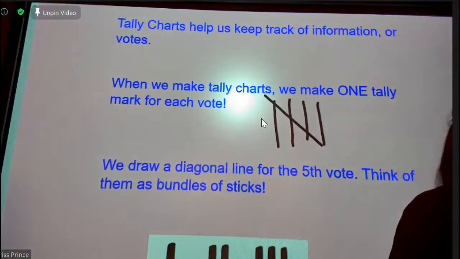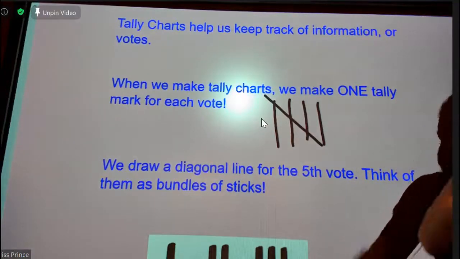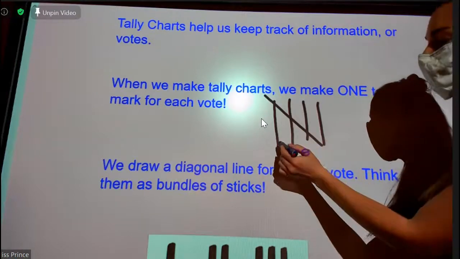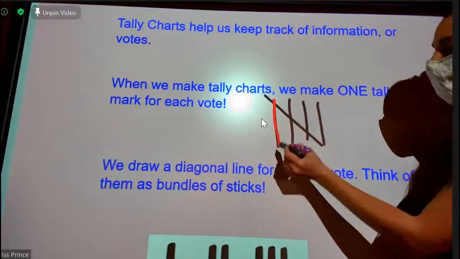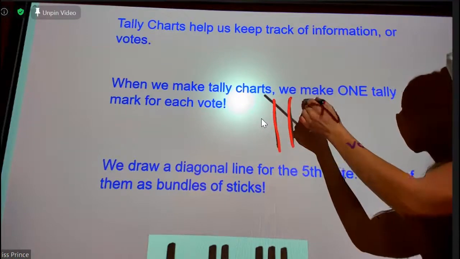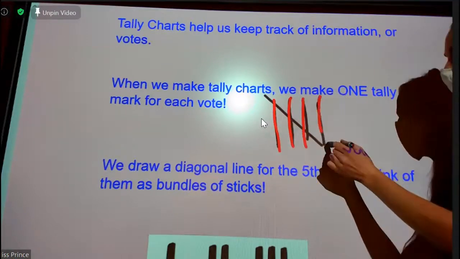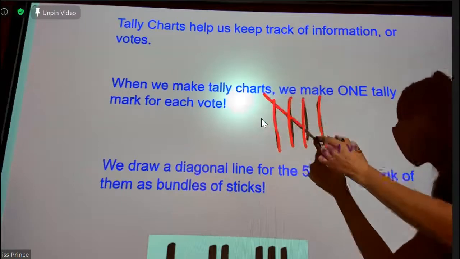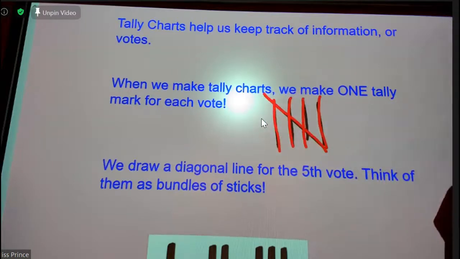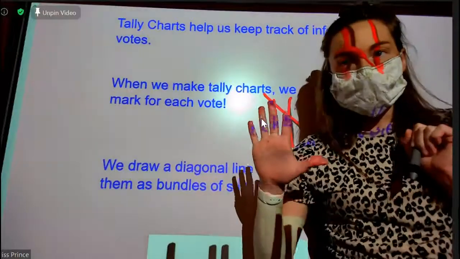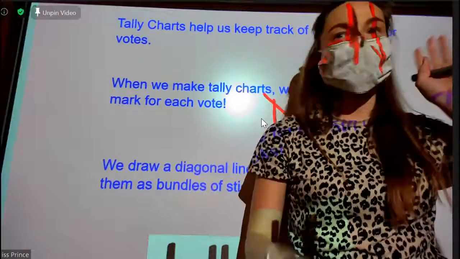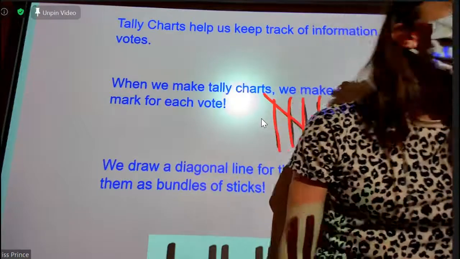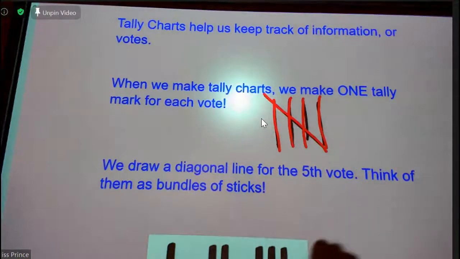So how many do I have? 5. I'm going to show you with red why it's 5. 1, 2, 3, 4, 5. So when we get to 5, boys and girls, we make a diagonal line, and it's called a bundle. What is it called? Bundle. What's it called at home? First graders, what's it called?